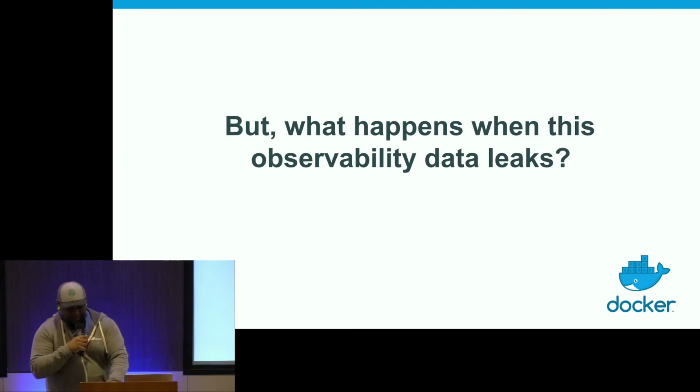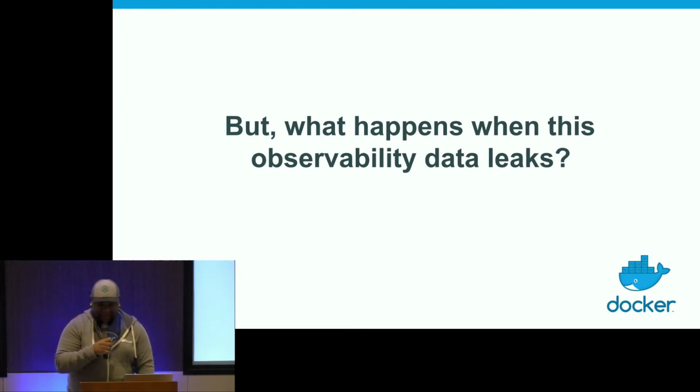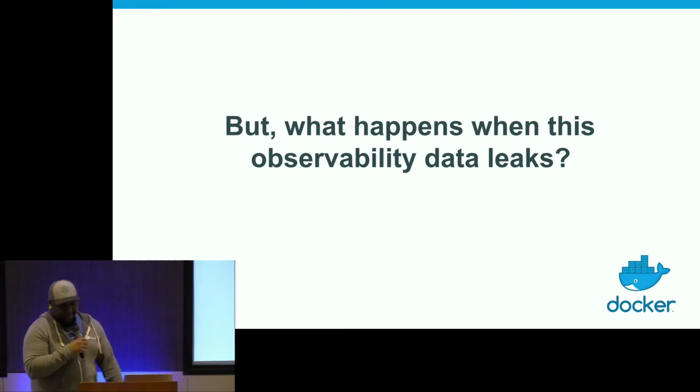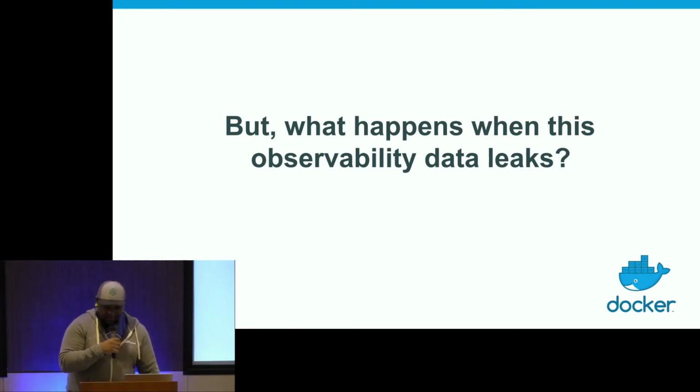All right, but what happens when this observability data leaks? That's a mouthful. This could be accidentally to the public. It could be captured by bad actors. We have a lot of prominent examples of this. Could this damage reputation? Can this give information to your competitors? There's a lot of really sensitive infrastructure data in a lot of these things.